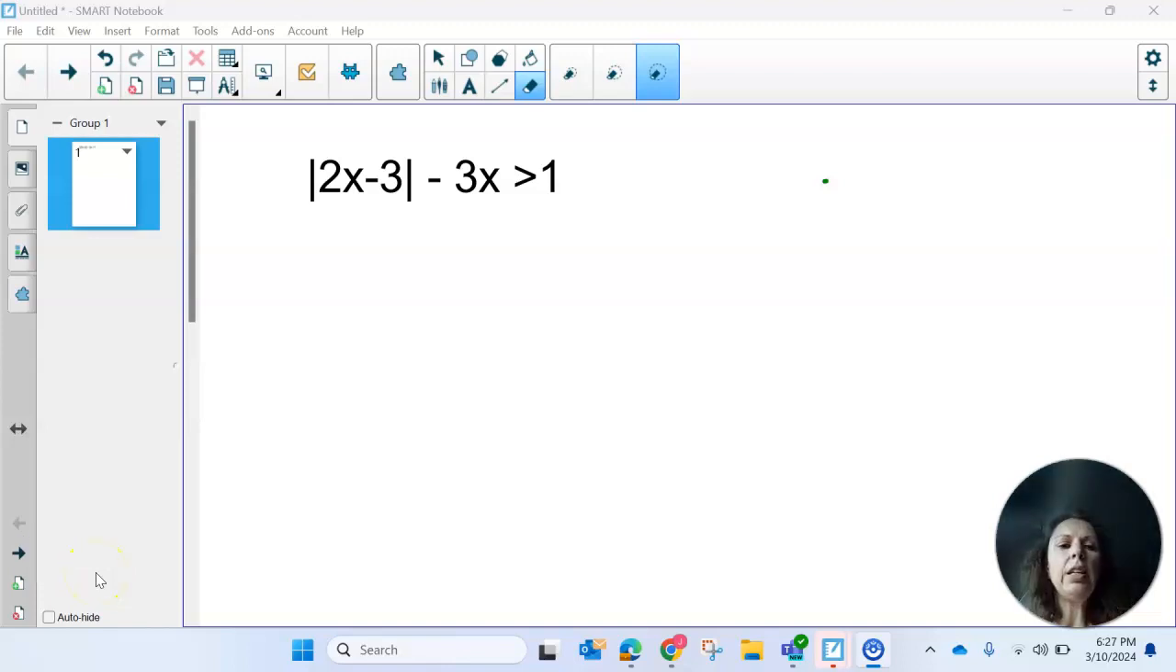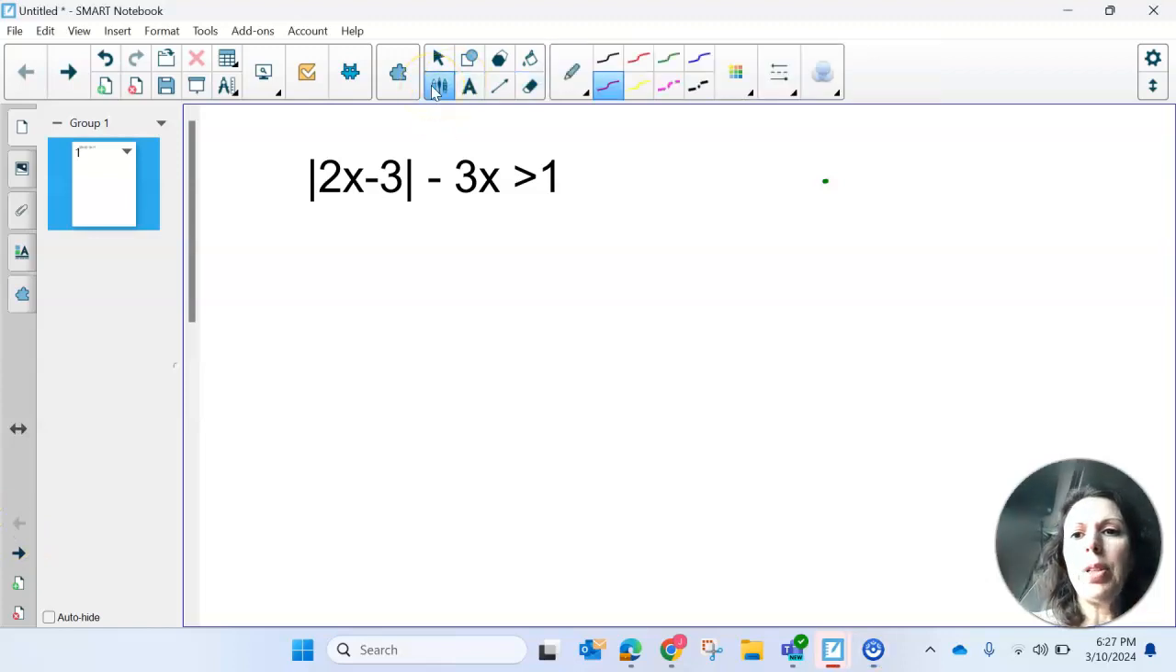Welcome back, everybody. Today we are going to be simplifying the following inequality. So when I first looked at this inequality, something stuck out to me. Can anybody tell me what stuck out to me? Yes, you're right. That absolute value, that we are going to have to deal with an absolute value.